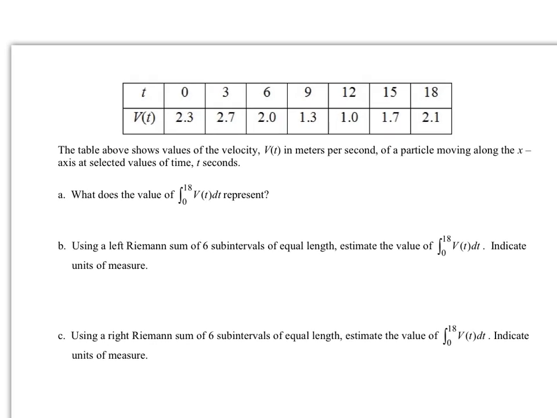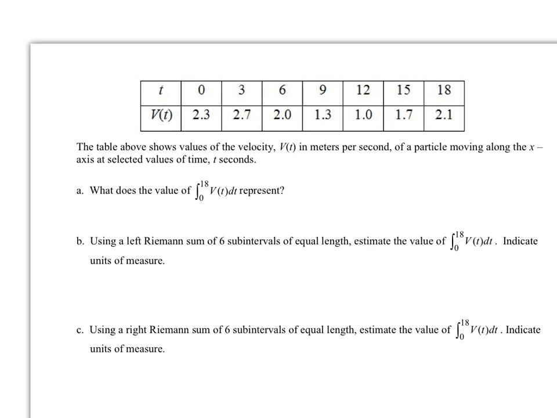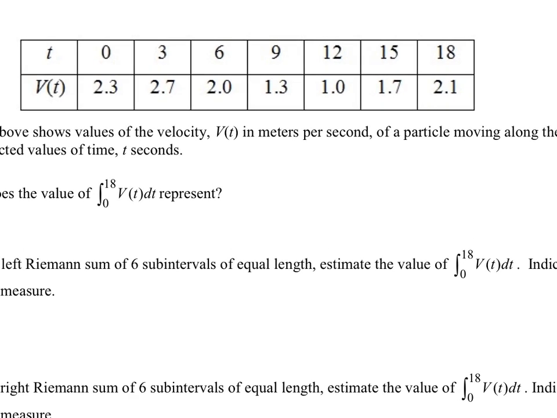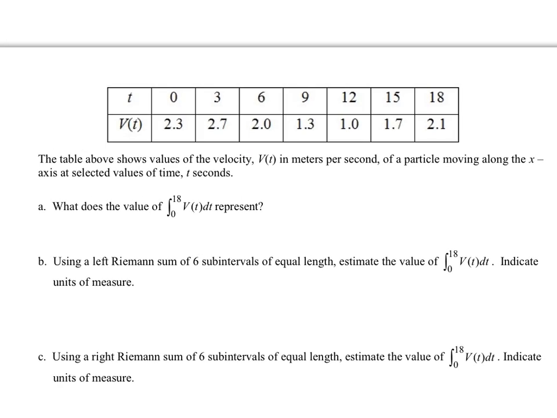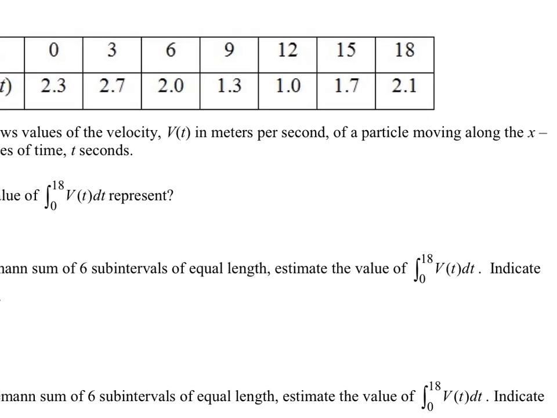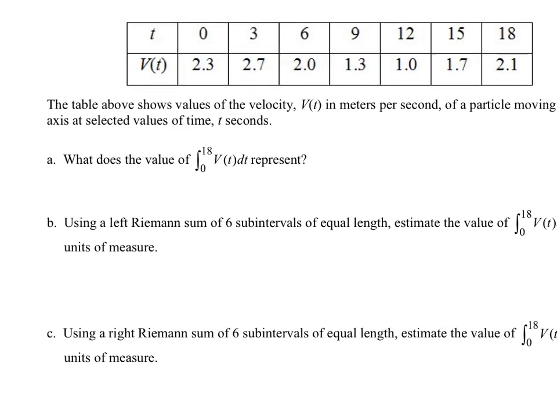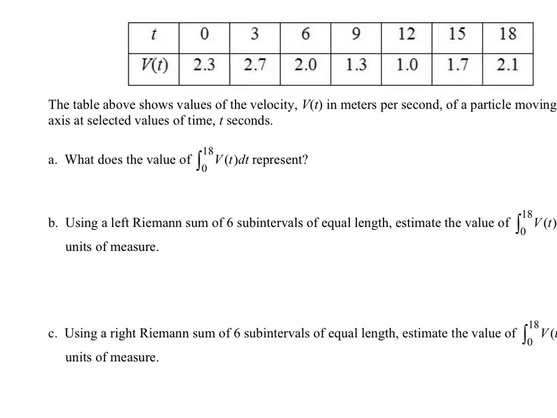All right, continuing the notes. This table is the velocity. So it's no different than what we just did, except we're looking at it as a table. V of t is in meters per second. Now at least we have units. This one is in meters per second. The particle moves along the x-axis at selected values of time. Okay.